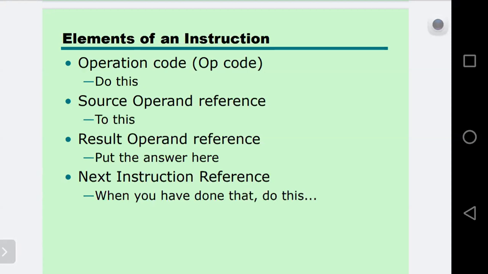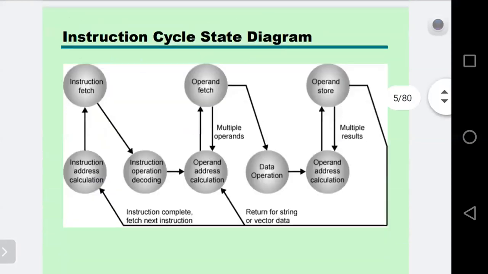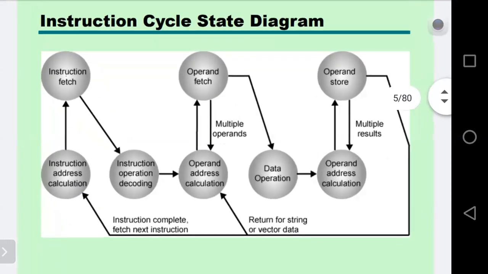So do this, and result operand reference. For example, add R1, R2, R3. So add R2 and R3 and store the result into R1. That is the result operand reference. After finishing the add instruction, you move on to the next instruction. So the next instruction reference tells what to do next. So mainly in an instruction, you will find 4 elements: one is opcode, second is operand, third is the result operand, that is again an operand, and fourth is the next instruction reference.